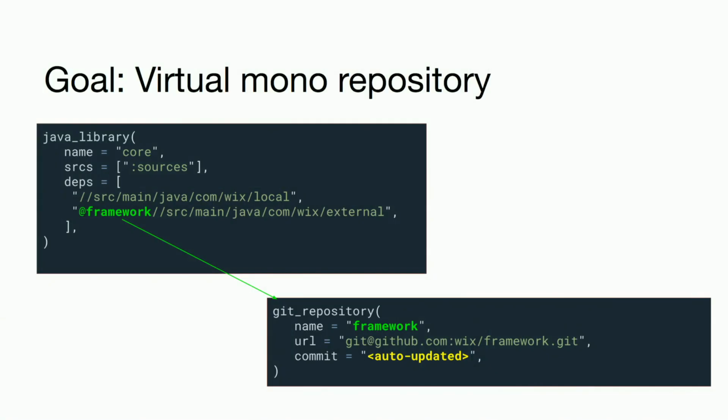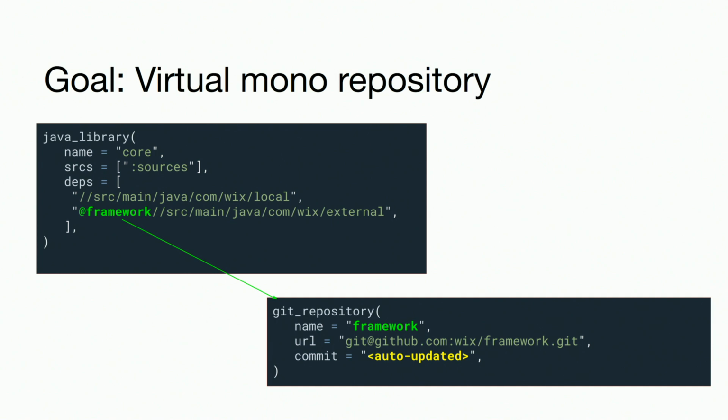But this is a Java library that has 2 dependencies. The first dependency is a local dependency. It starts with // and it means that it comes from the same repository. The second is an external source dependency. It starts with this @framework, and this @framework name is defined in the workspace level. See, this @framework is defined as a Git repository with a Git URL and a commit.